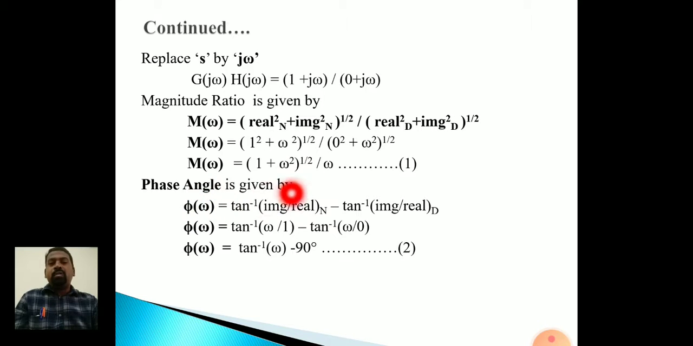And phase angle is given by, once again, phi omega equal to tan inverse of imaginary by real of numerator minus tan inverse of imaginary by real of denominator. So substitute these values from the transfer function. So phi omega equal to tan inverse of omega by 1 minus tan inverse of omega by 0. Here tan inverse of omega by 1 is tan inverse omega, minus tan inverse of anything by 0 is infinity, that is minus 90. This you call equation number 2.